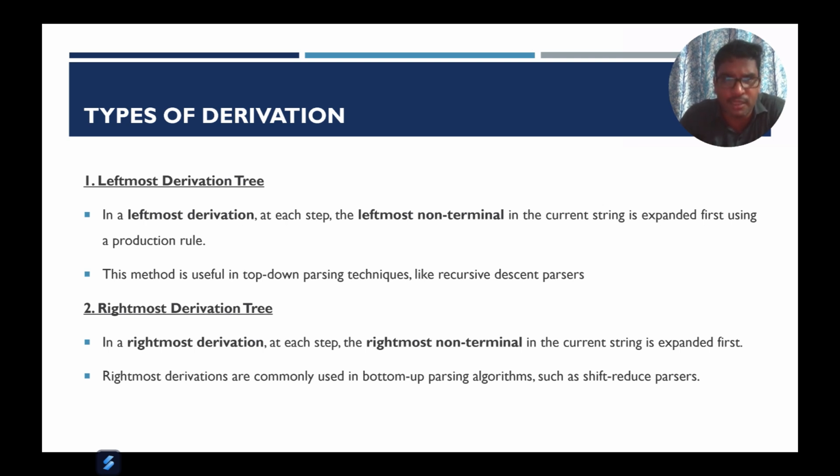Let's see by considering an example how we are going to generate the leftmost derivation tree and the rightmost derivation tree. Let us consider an example.